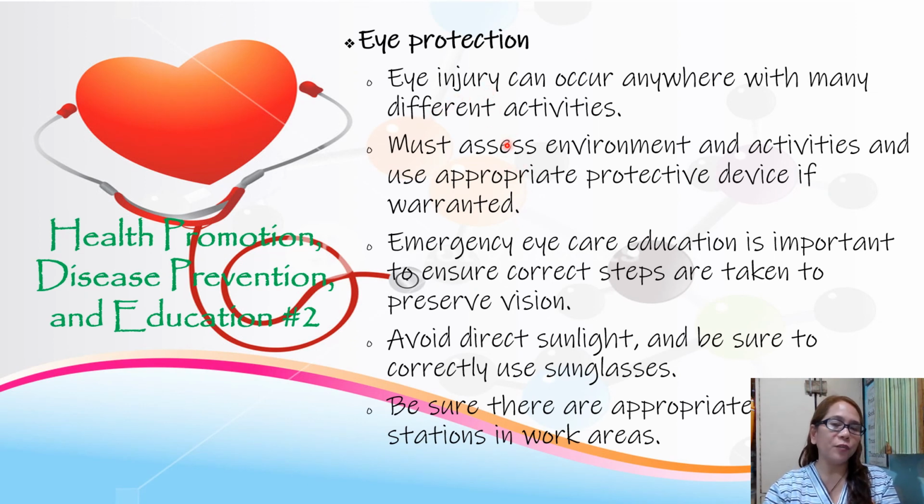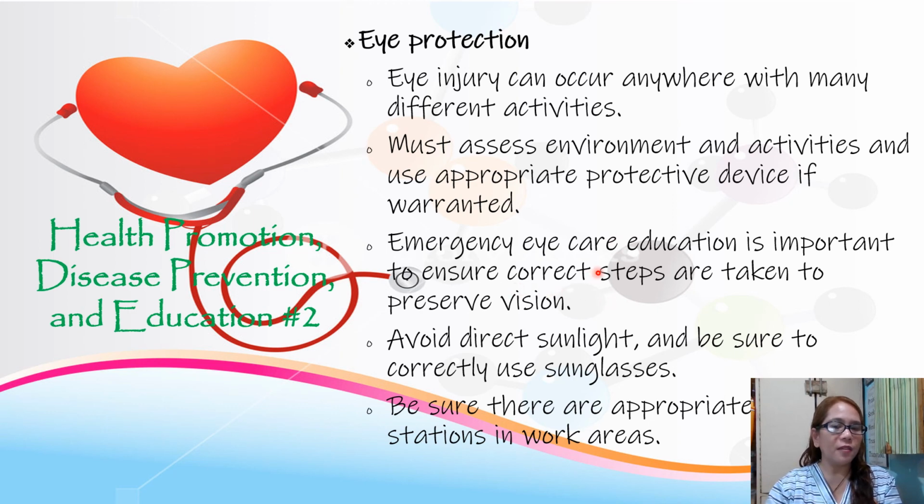So, you have to include also eye protection. You teach your client to use eye protection to prevent eye injury that can occur anywhere in many different activities, especially for those riding motorcycles. You must assess the environment and activities and use appropriate protective devices if warranted. What is the person doing? What is the environment? Maybe the sun exposure is too much. There should be UV protection or eye protective gear.